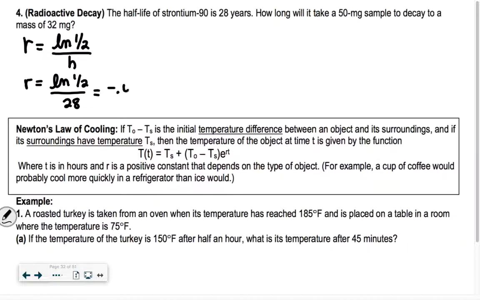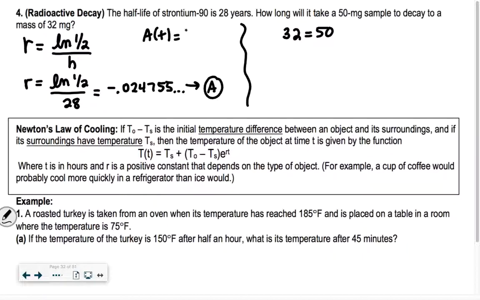I got negative 0.024755 something, and I stored that as alpha A. It says, how long will it take for 50 milligrams to decay to a mass of 32? That means we want to find our t when our amount after t years is 32. A of t equals P e to the rt, you guys all know that. So 32 equals 50 e to the r, which we just stored as A, times t. And t is what we're trying to find. Does that make sense? Because I said, how long does it take for this to happen?